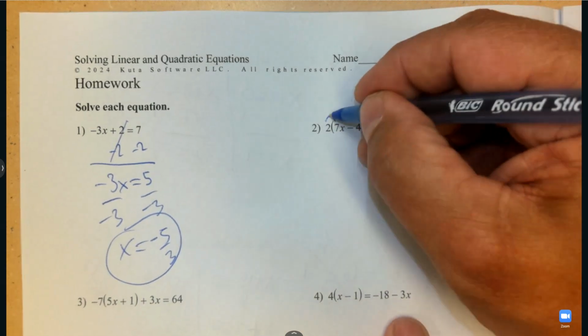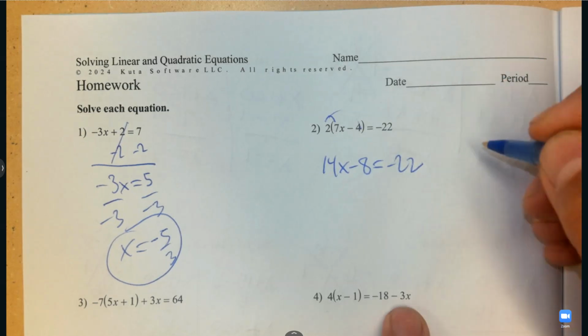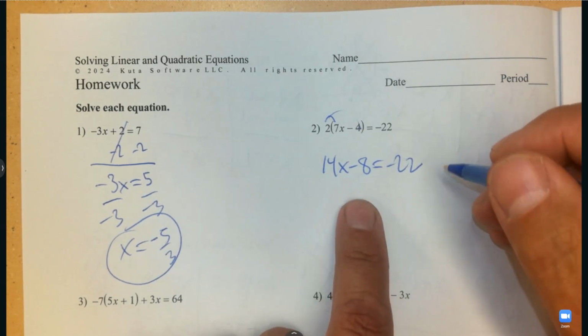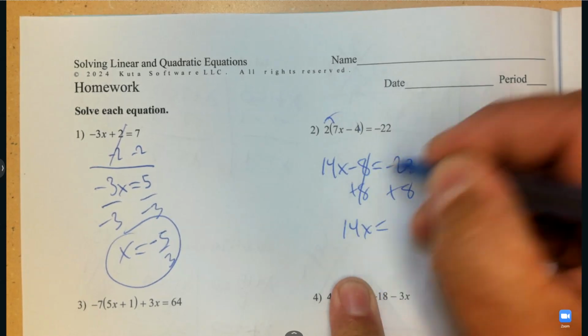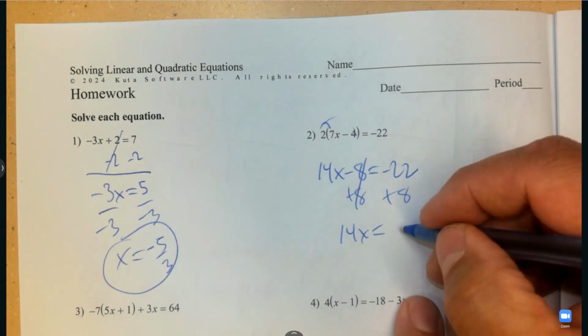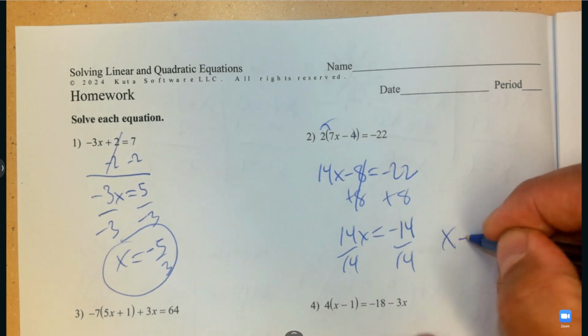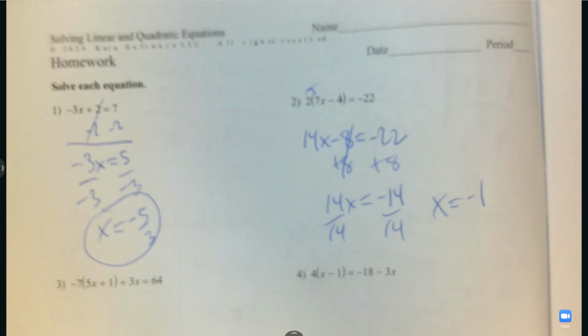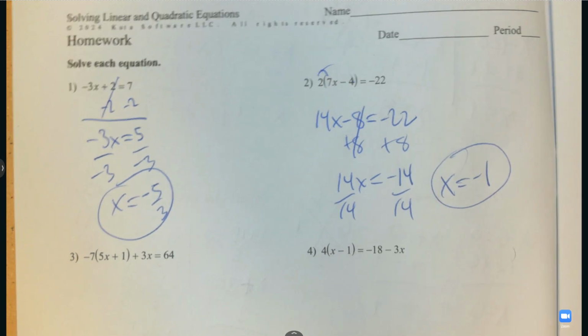I'm going to distribute here. That's 14x and -8. So first you need to do the work, then you can check. Add 8. -22 plus 8 is -14. Divide by 14 and you have your answer. So -14 divided by 14, the answer is -1.